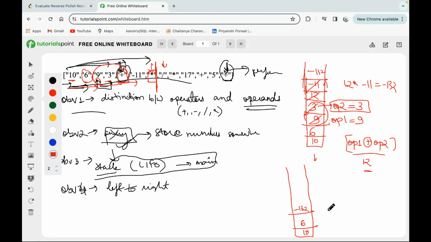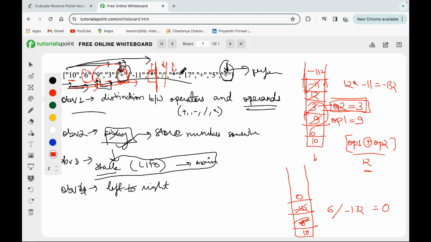So here now you can see why I am saying you have to take operand 1 and operand 2 like this, right? Because we have to preserve the order in case of division and subtraction, right? So here we have to calculate 6 divided by minus 132 and not vice versa. So this will give me 0. So we had popped these elements out and performed this operation and put 0 inside of the stack. So okay, up to here we have done.